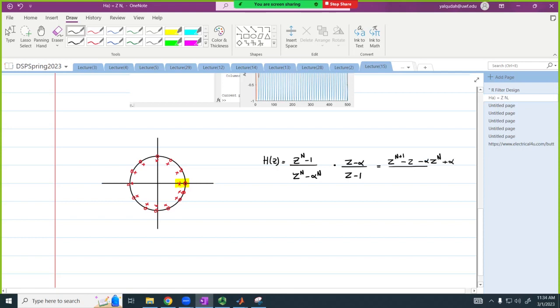Make sense? Of course, in reality, these will cancel a factor in here, and this will cancel a factor from here. So this is not going to be z to the n plus 1. Rather, this is going to be z to the n minus 1. Make sense? Because they're canceling each other. Okay, if it's not clear, we'll have a homework assignment that will do this.